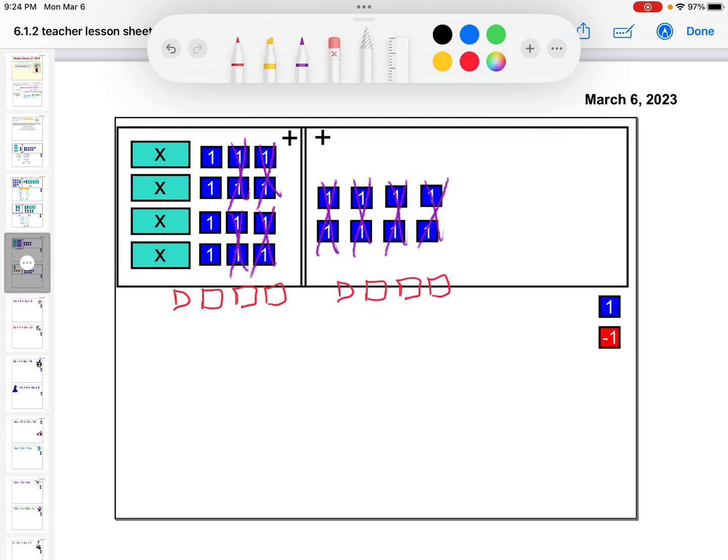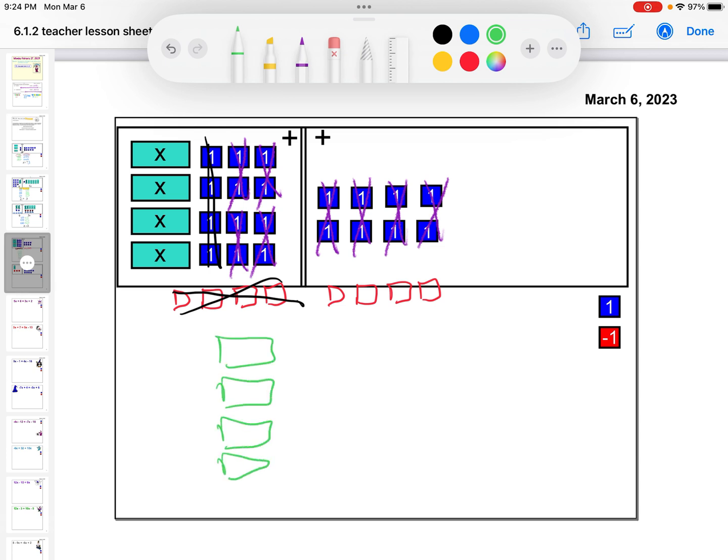But if I'm going to do it to one side, I'm going to do it to the other to keep those mats fair and equal, right? So these 4 cancel with these 4. So on the left side, I'm left with 4 x tiles, right? Okay. On the right side, I am left with 4 -1 tiles, right? So what do I have here? What do I know? I know that I have x is equal to, right? Each x is equal to a -1 tile, okay?